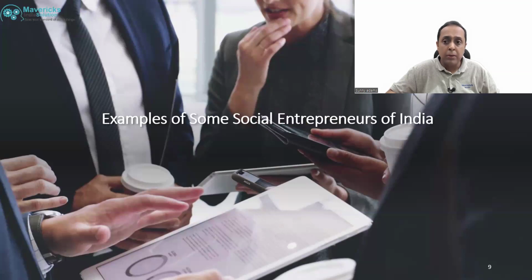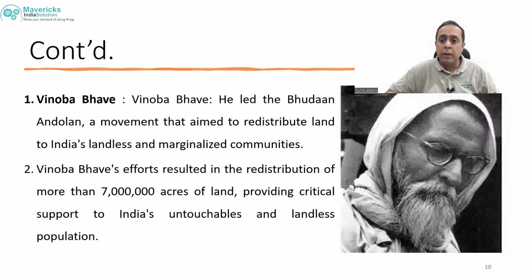Now let's take certain examples of some social entrepreneurs of India. We'll start with Vinoba Bhaveji and his works in the field of social entrepreneurship. We'll talk about Ela Bhatt as well, Bankar Roy, Varghese Kurian, under these social entrepreneurs. Let's start with Vinoba Bhave. Vinoba Bhave, he led the Bhudan Andolan, a movement that aimed to redistribute land to India's landless and marginalized communities.